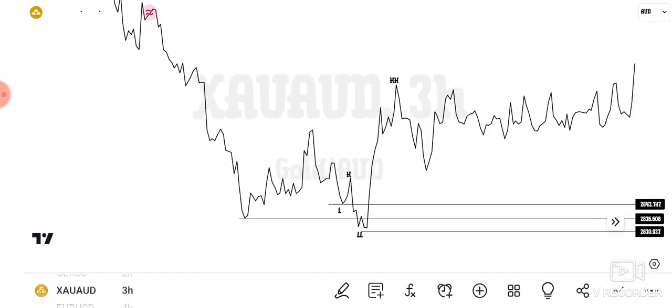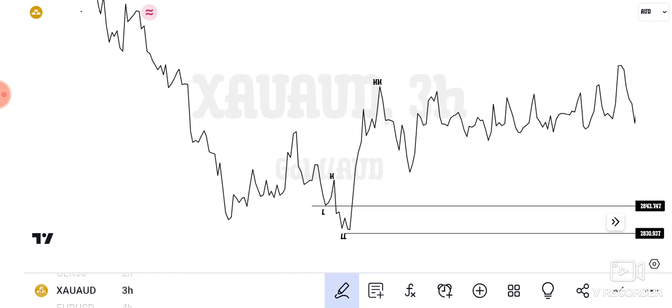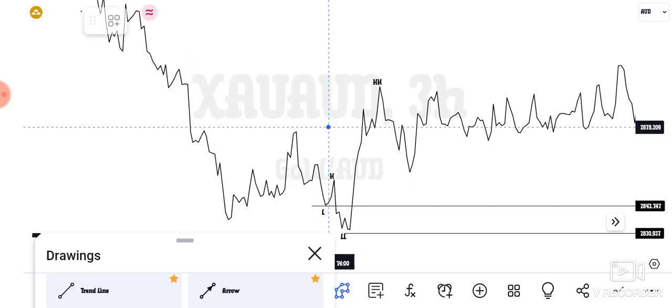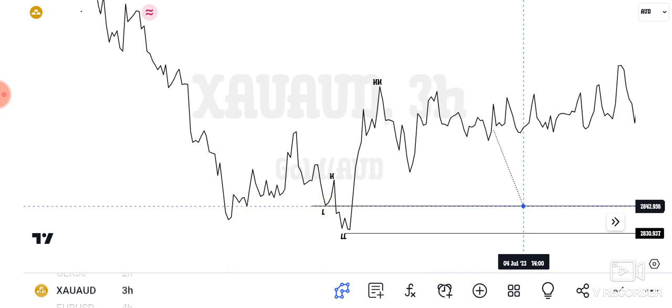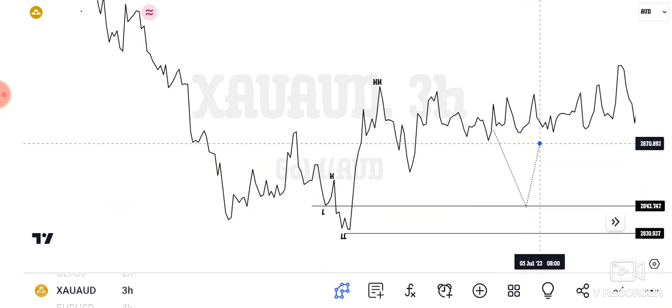After the higher highs, you wait for the liquidities to be created or formed in the market. So we have a low, we have a high, we have a lower low, then a higher high. What we expect is for this market to retrace to this zone. Are we together? Then buy.